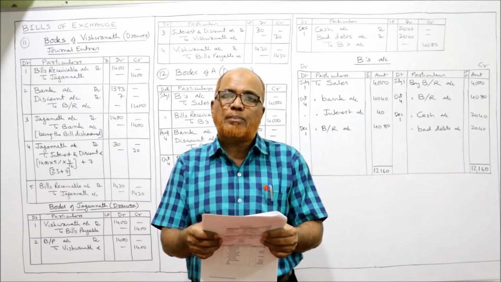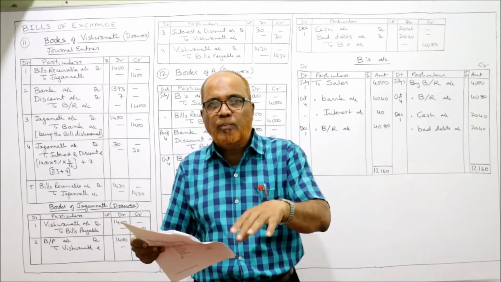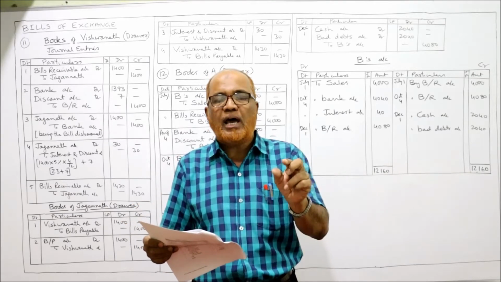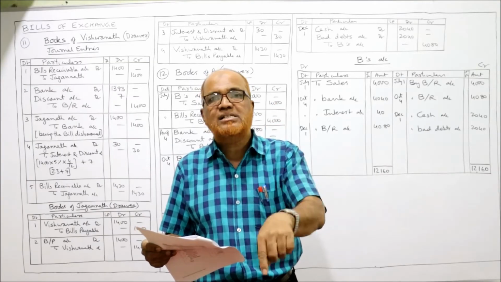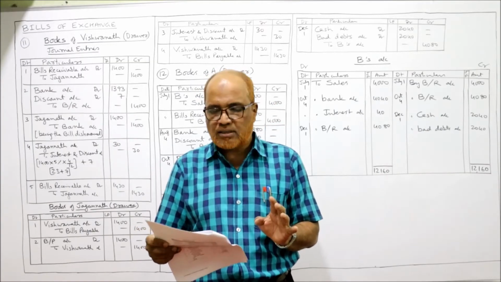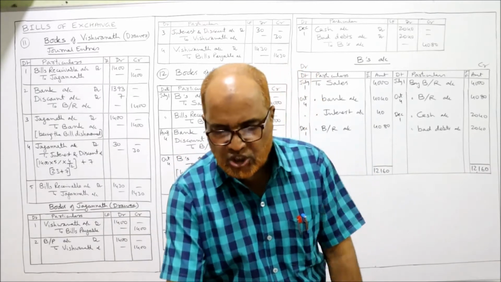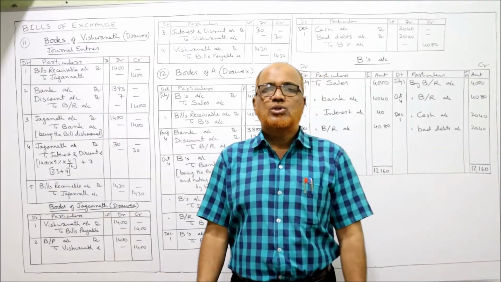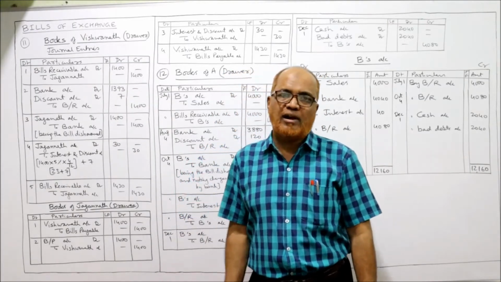Vishwanath agrees to the proposal. Vishwanath says, okay, I will draw a new bill on you with the original amount of the bill 1400 plus interest charges plus discounting charges. Right? And make journal entries in the books of Vishwanath and Jagannath. That's all. So for drawer and drawee, in both books we have to pass the journal entries.